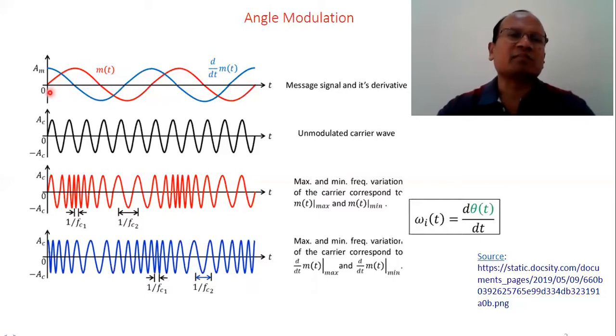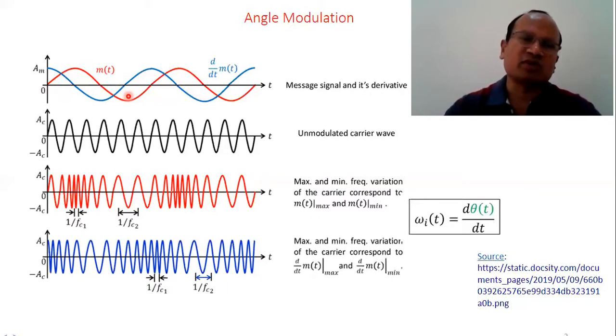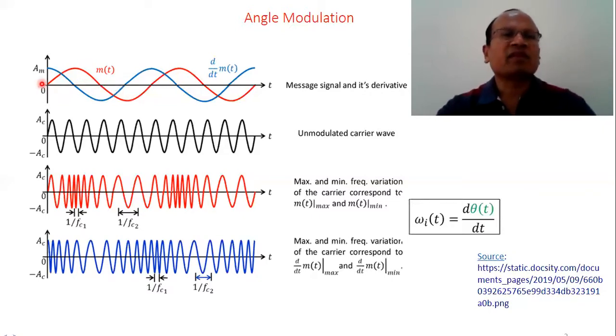Suppose this red color is something times sine omega t, a sinusoid. So when you take the derivative, it will become a cosine term. You can understand here that when the sine term begins from 0 at t equal to 0, the cosine term will begin at its maximum possible value. So this is the derivative. The blue color is the derivative of the modulating signal. Why we are taking the derivative, you will understand.